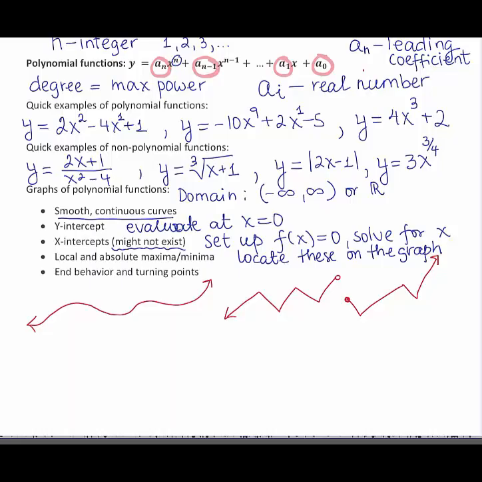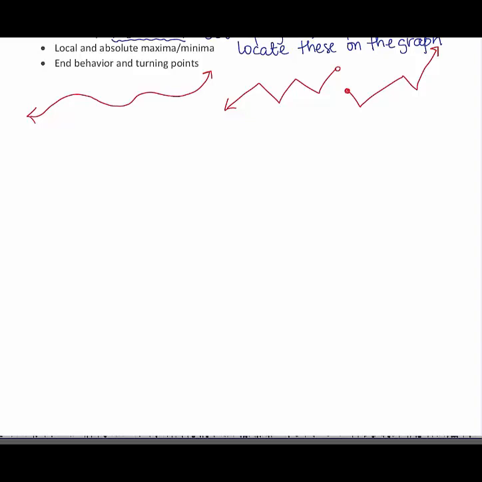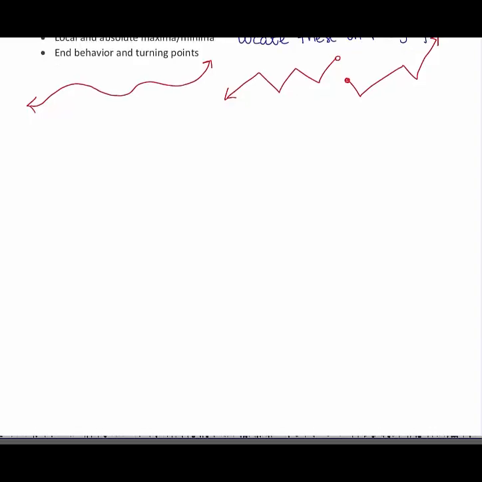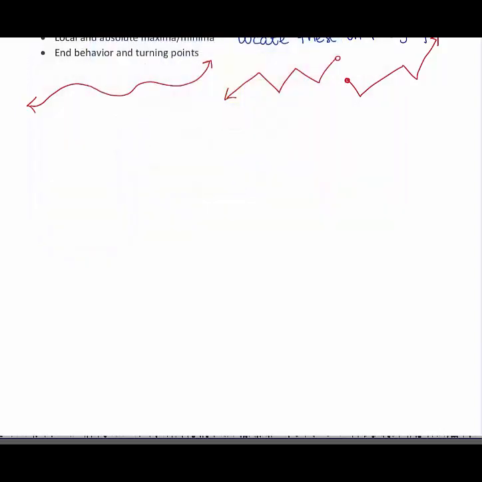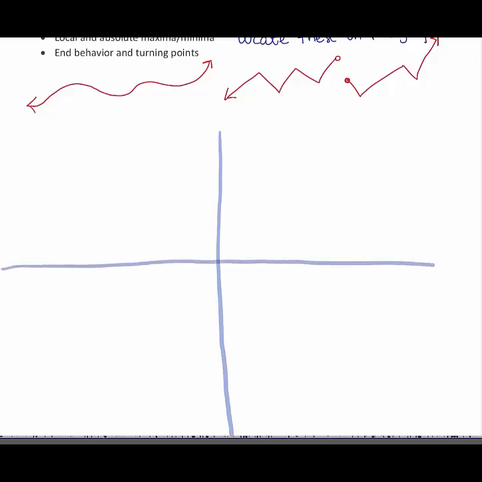So now what I want to talk about is the end behavior and turning points of polynomials, and I'm going to first create a table that will help you remember how to determine what your polynomial is going to look like. So the end behavior, that's what we're going to discuss right now. The end behavior depends on two characteristics of the polynomial: degree and sign of the leading coefficient.